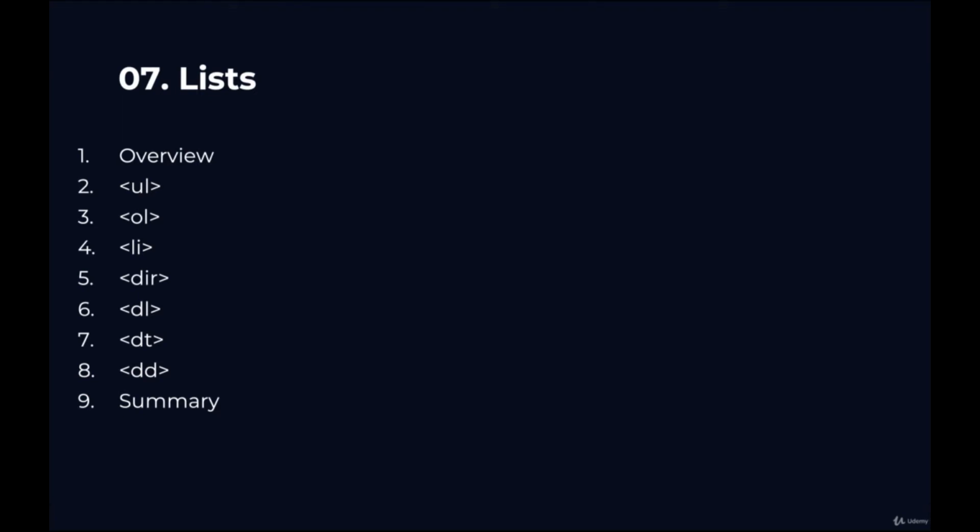In this video, we're going to go over an overview of what we're going to be learning throughout the section. So the first tags that we're going to cover are UL, OL, LI, DIR, DL, DT, and DD, and then we're going to go over a summary of what we learned throughout the section.